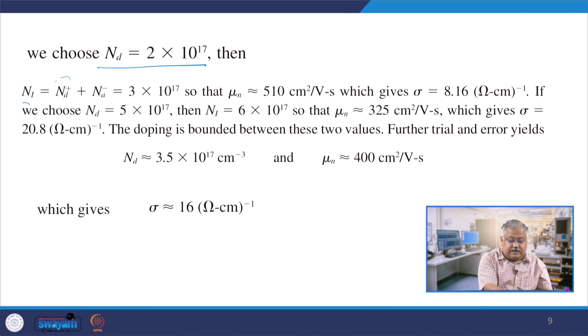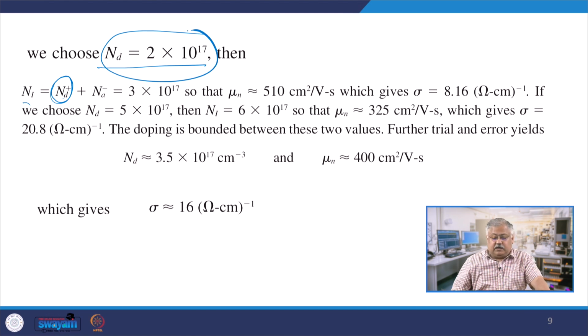What is Nd plus? Nd plus is the number of dopant species which have actually donated an electron to the system and themselves become positively charged. The acceptor ion concentration is those which have actually accepted electrons and themselves become negatively charged. We find that this is 3 into 10 to the power 17, and if you place that value inside the previous equation, I get a mobility of 510 centimeter square per volt second. This is for Nd equals 2 into 10 to the power 17 per centimeter cube.